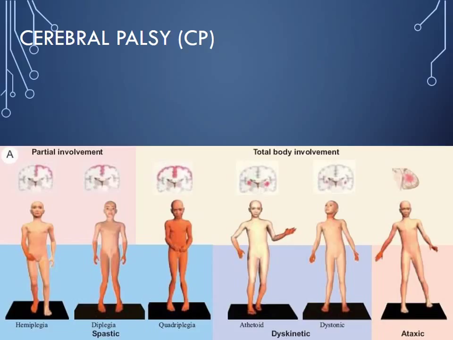For prognosis, it depends on the type and severity of the condition. With moderate impairment, 85% of patients can achieve ambulation. Cognitive impairments occur in about 30 to 50%. Growth is affected and survival is dependent on comorbid conditions.